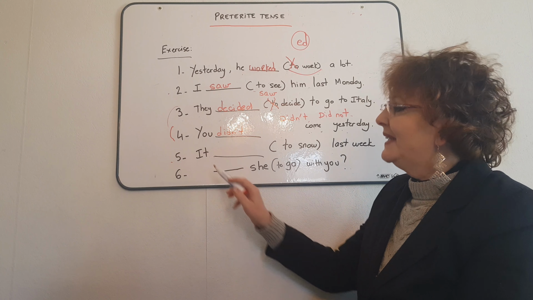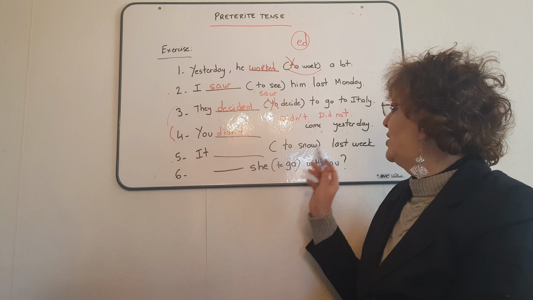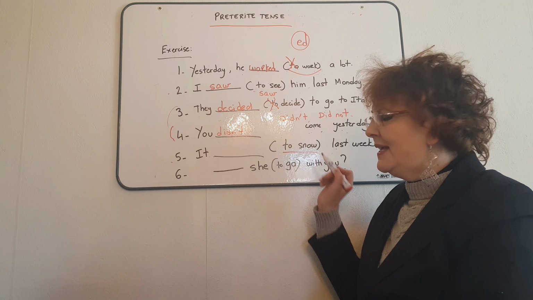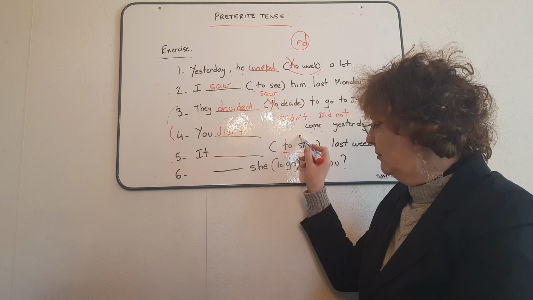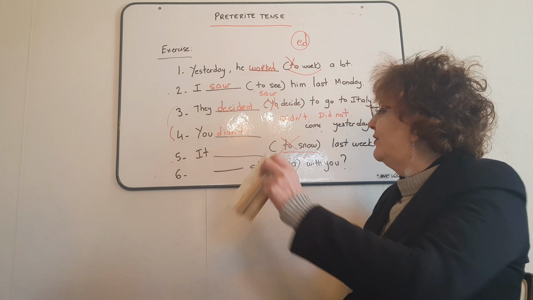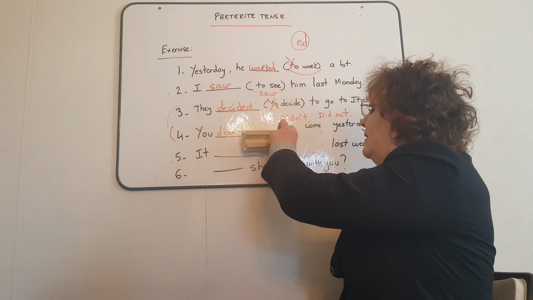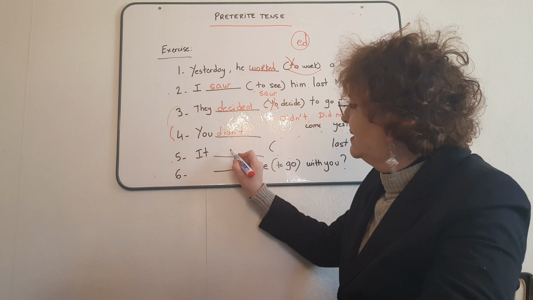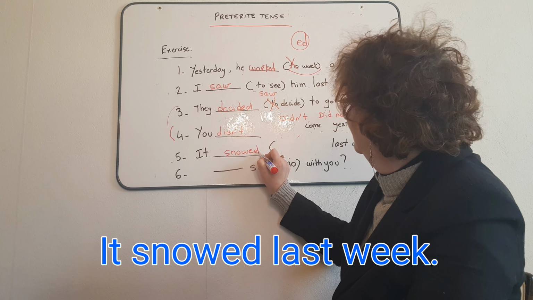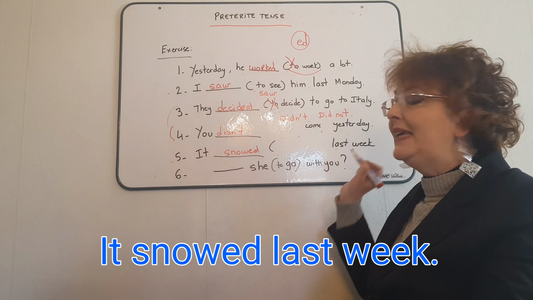Number 5, it to snow last week. To snow is a regular verb, therefore we need to add ed at the end of the verb and we'll write it snowed last week.